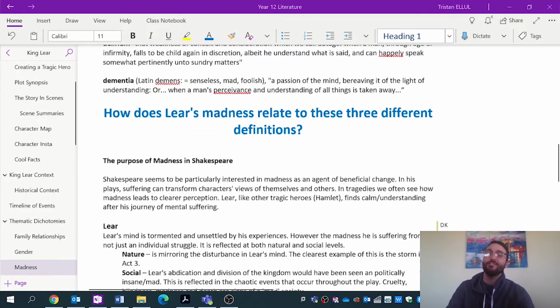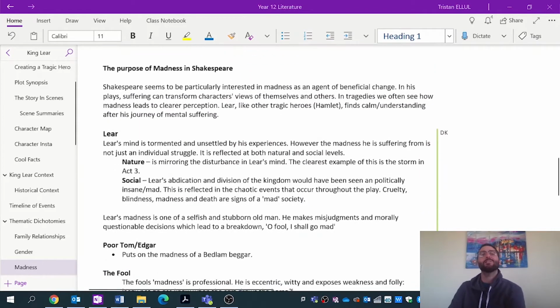After you've done that activity, the purpose of madness in Shakespeare. So Shakespeare seems to be particularly interested in madness as an agent of beneficial change. In his plays, suffering can transform characters' views of themselves and others. So in tragedies, we often see how madness leads to clearer perception.